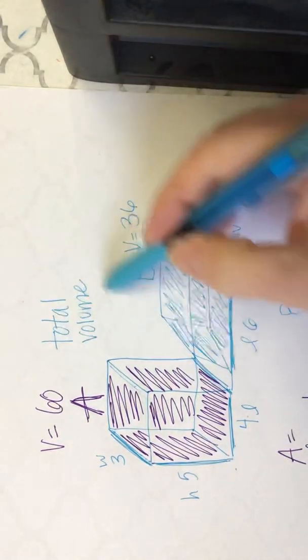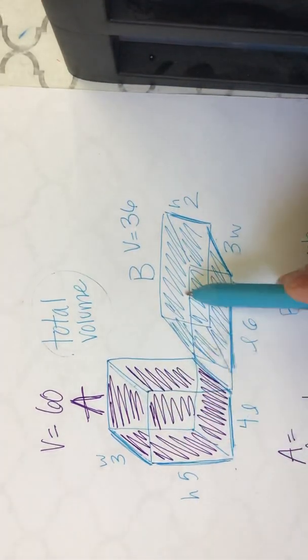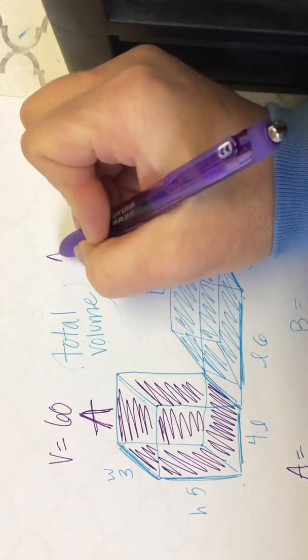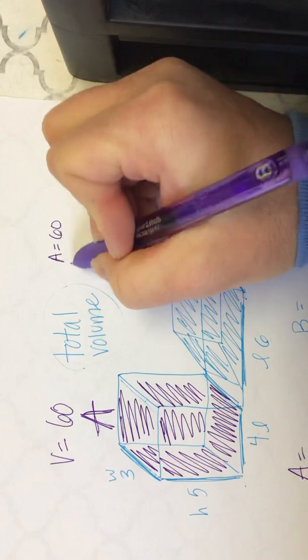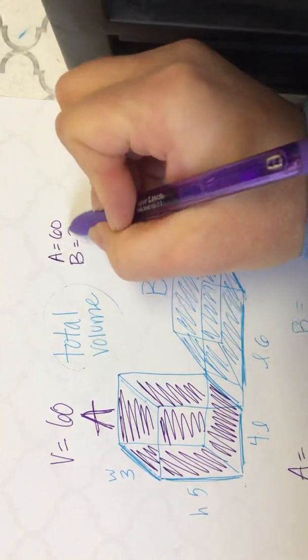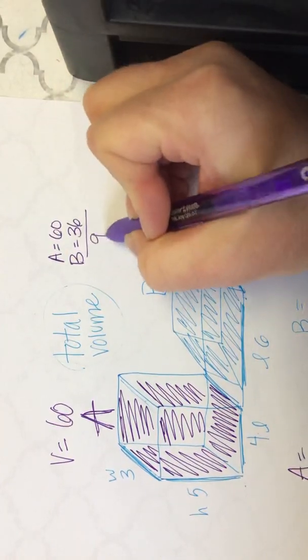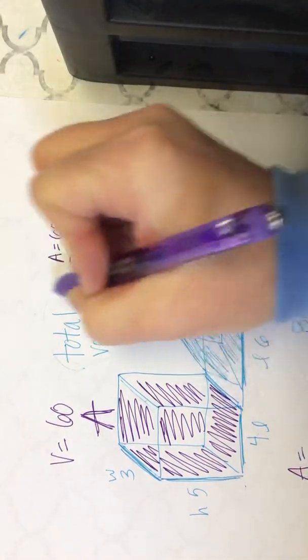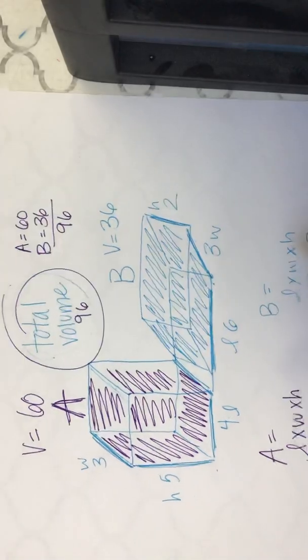It wants to know the total volume. That's this one and this one together. So to find the total volume, we'll say, well, we know A was 60. We know B is 36. So together, we have 96. So the total volume is 96.